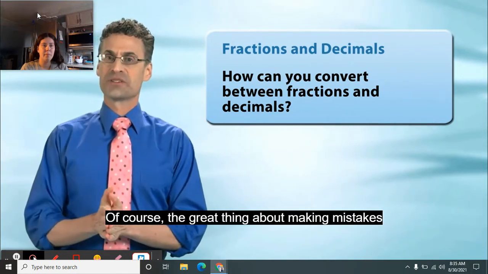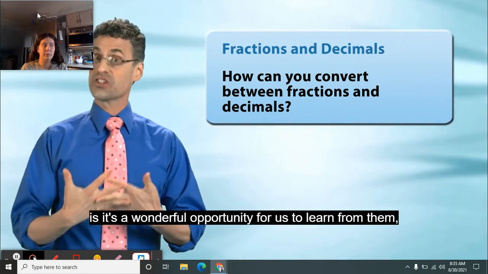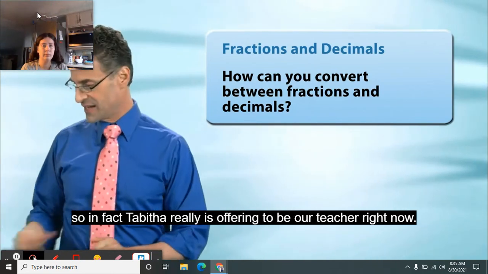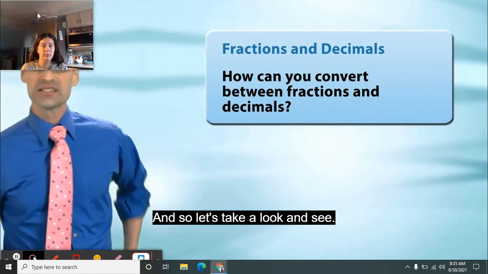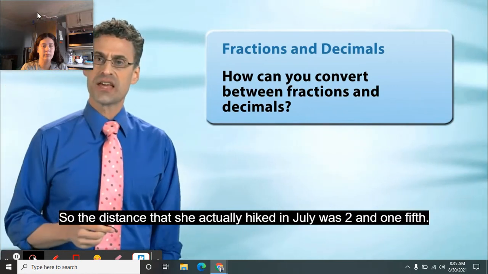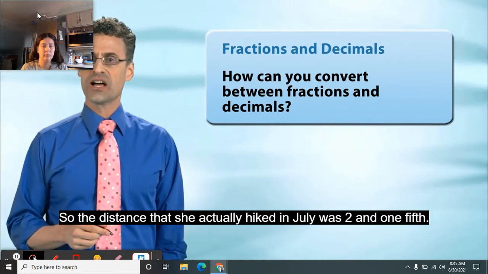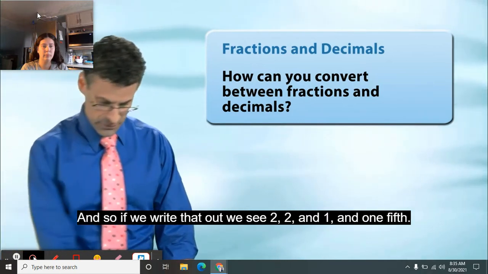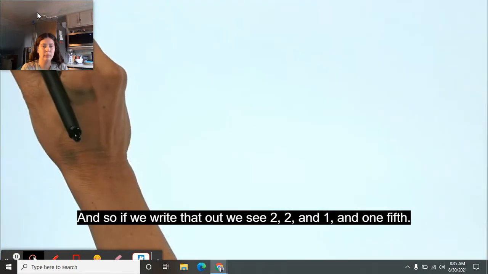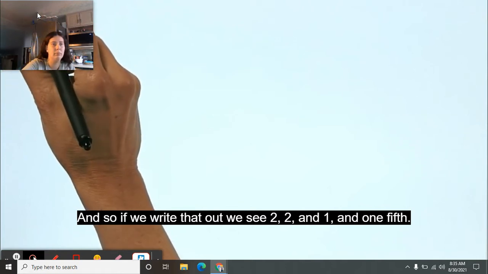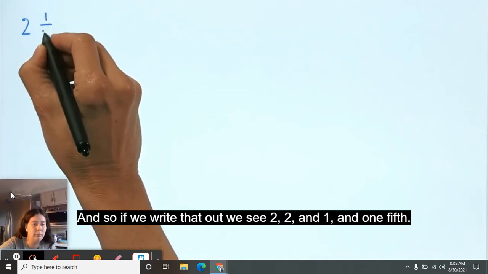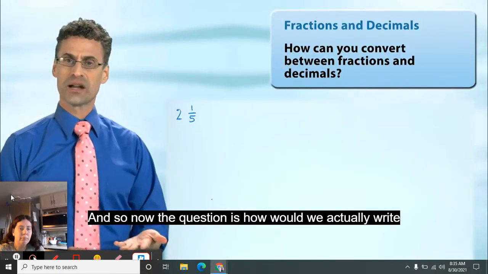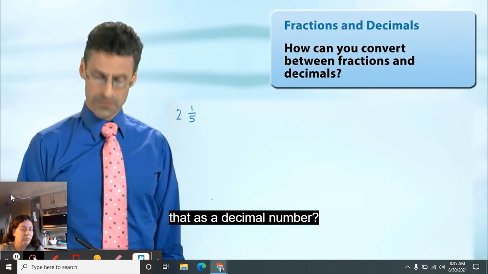Of course, the great thing about making mistakes is it's a wonderful opportunity for us to learn from them. So in fact, Tabitha really is offering to be our teacher right now. And so let's take a look and see. The distance that she actually hiked in July was 2 1/5. And so if we write that out, we see 2 1/5. And so now the question is, how would we actually write that as a decimal number?